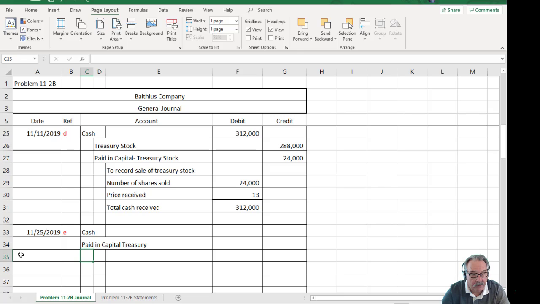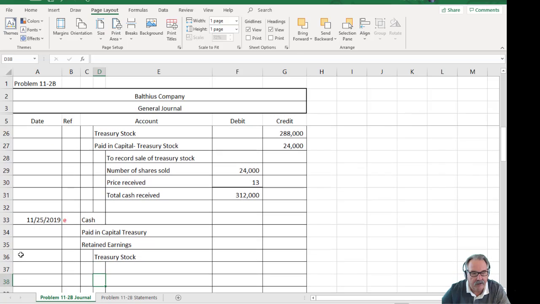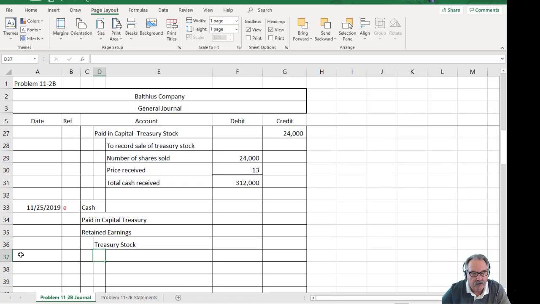And we're going to debit retained earnings and credit treasury stock. Okay, so let's analyze what that is. This is to record the sale.